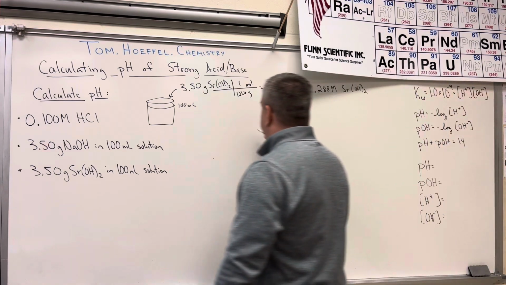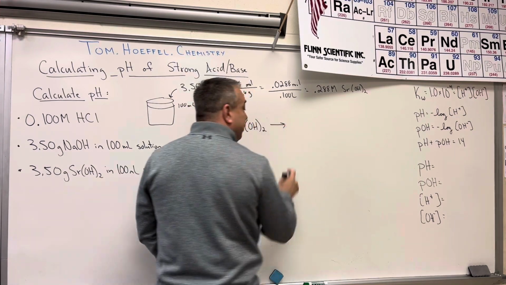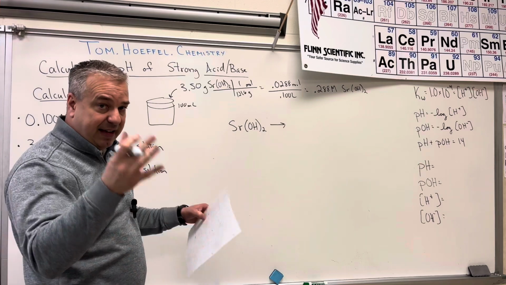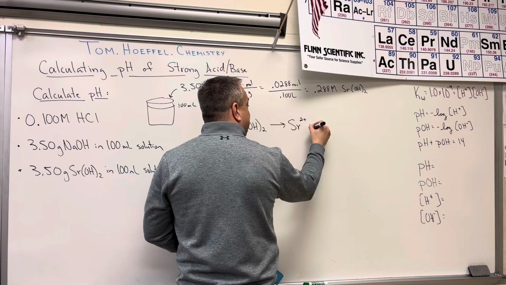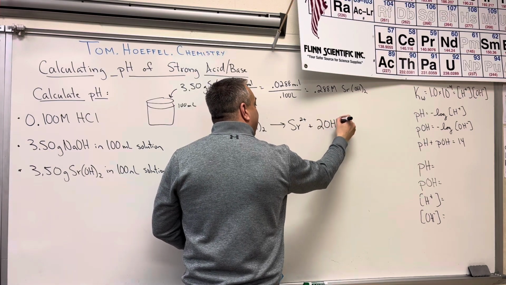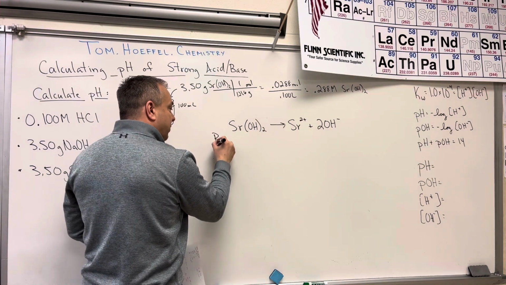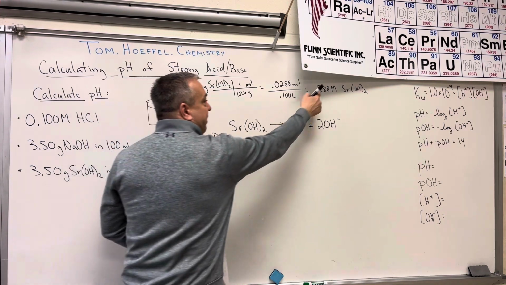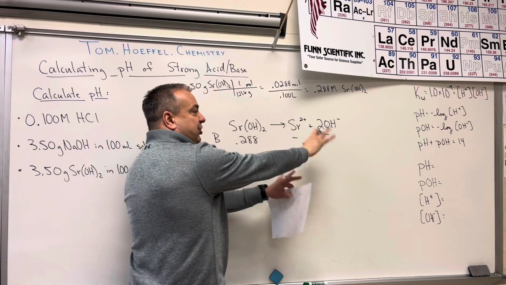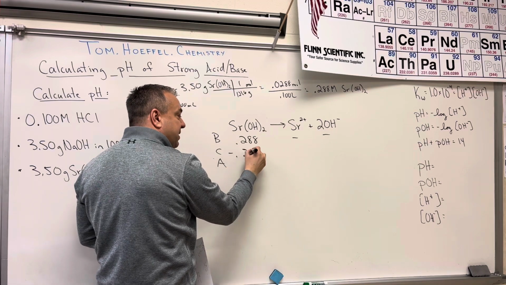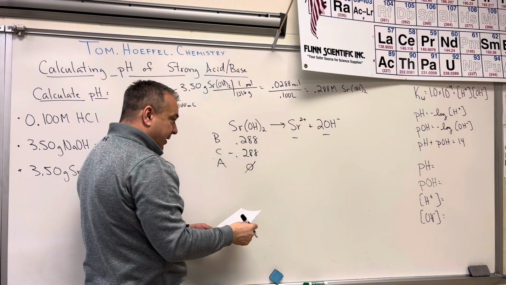Now, this is the part that is a little bit different. I'm going to take this strontium hydroxide and write a good equation for it. And this equation, like I said, is the part that's a little bit different. It's going to end up turning into strontium ions and 2 hydroxide ions, because there's 2 hydroxide ions present. So when I do my BCA and plug in 0.288 here, all that's going to shift to the right. So all of this is going to be consumed. There's not going to be anything left over whatsoever.